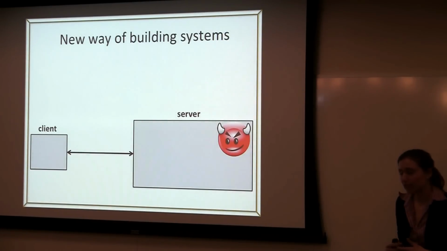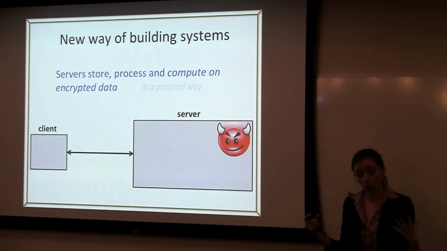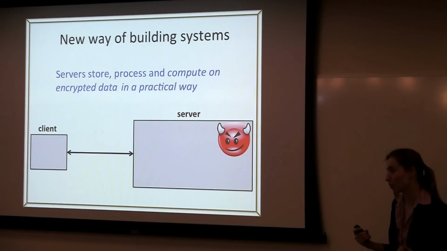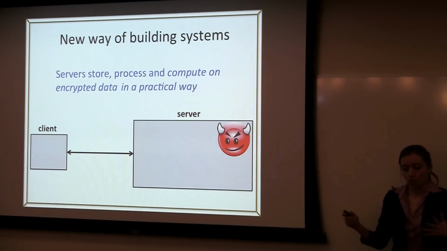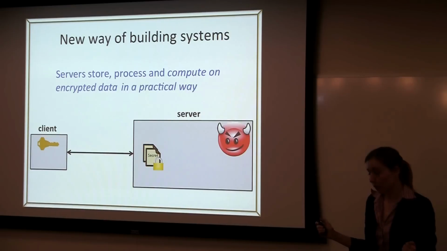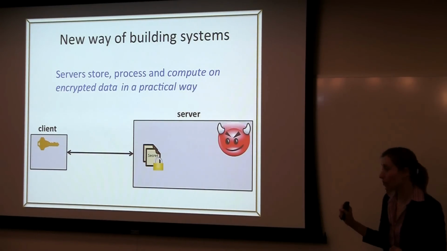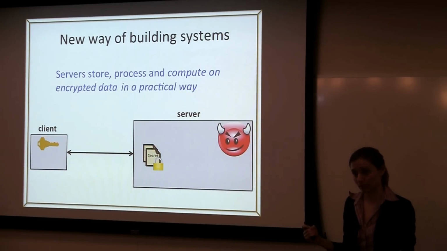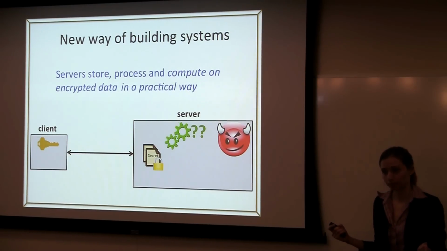The way to make this work is the following. The idea is to have the servers store encrypted data, but be able to process and compute on it in a practical way. Here is what I mean. Consider that the server has some encrypted data, and I denote encrypted data with a lock, and the key is at the client. This is a great state because even if an attacker gets to read all the data at the server, it's encrypted. The question is, how do you compute in this case?